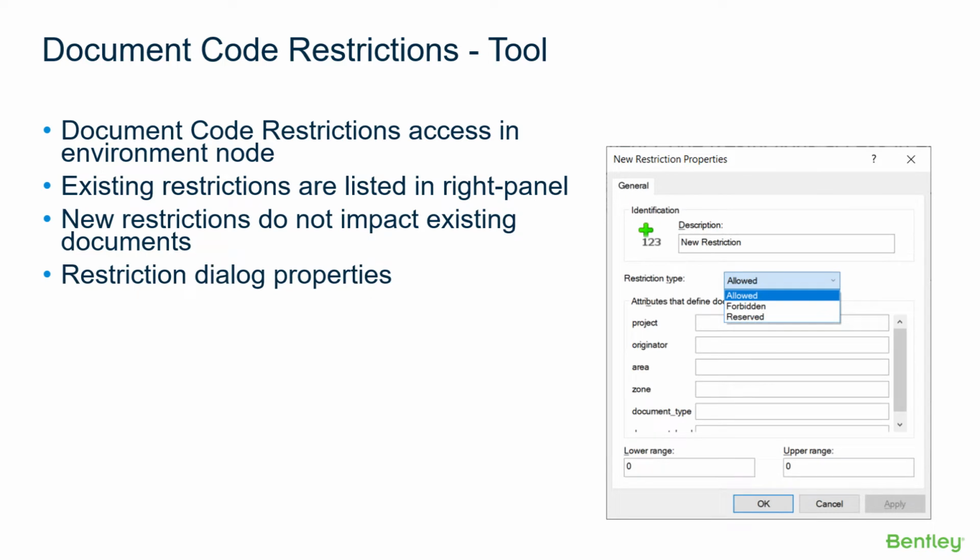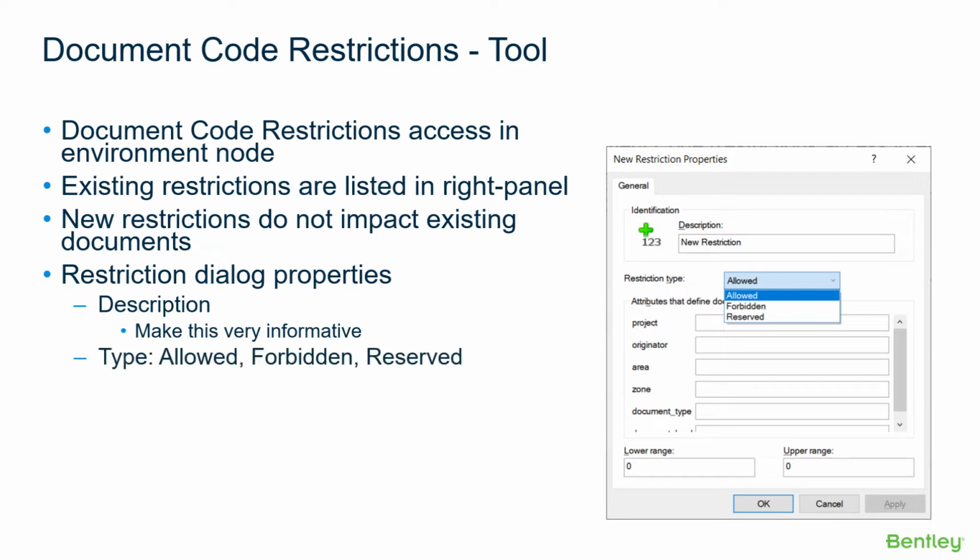The properties to collect in the restriction dialog for creating a new restriction are, first, the description. The description should be very informative to allow the ProjectWise administration team to understand its purpose. Next is selecting the type of restriction, which could be allowed, forbidden, or reserved, and these will be covered later in the course. Then the code combination that this restriction refers to must be entered.